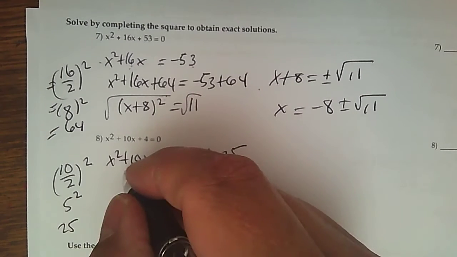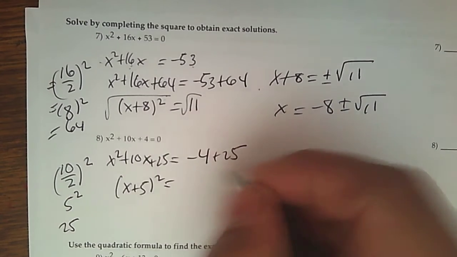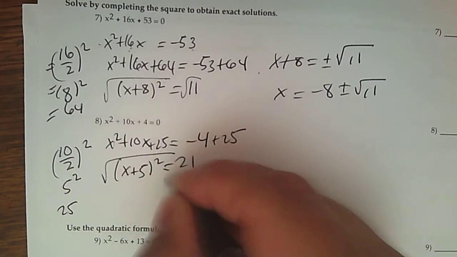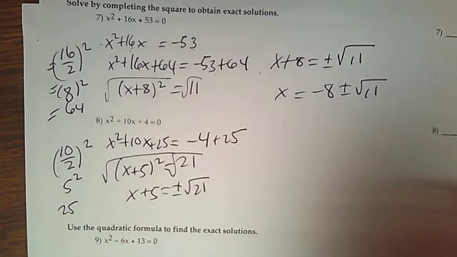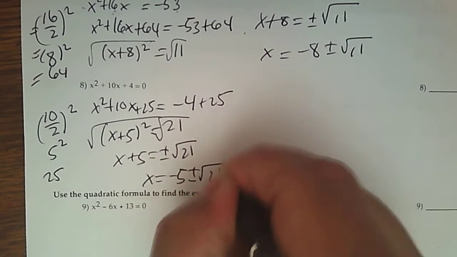Factor this. Two numbers that multiply to 25 and add to 10. That's 5 and 5. It's a perfect square. And now on the right side, it's 21. Now you can do the square root property and solve it. So it's positive or negative root 21. Subtract 5. And you have your answer.